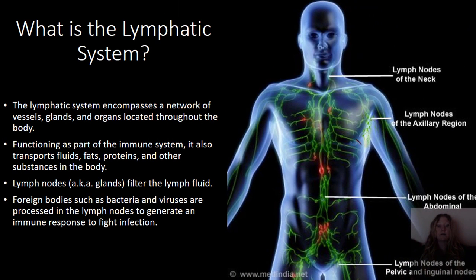The lymphatic system encompasses a network of vessels, glands, and organs located throughout the body. Functioning as a part of the immune system, it also transports fluids, fats, proteins, and other substances in the body. The lymph nodes, or glands, filter the lymph. Foreign bodies, such as bacteria and viruses, are processed in the lymph nodes to generate an immune response to fight infection.